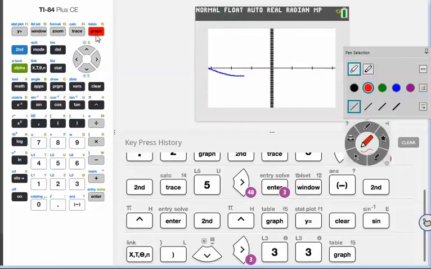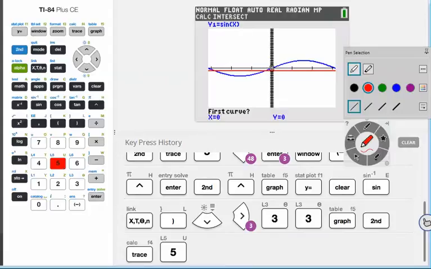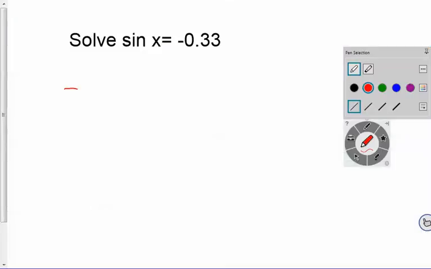So now when I look at this, here's my sine curve, and here's my negative 0.33, and I have two locations. I have to find these two locations by doing second calc, intersection, and I'm going to move over a little bit to get this guy right here. I hit enter, enter, enter, and I get the intersection of negative 0.336. So I got one at negative 0.336, and I'm going to go plus 2k pi on that one, right?